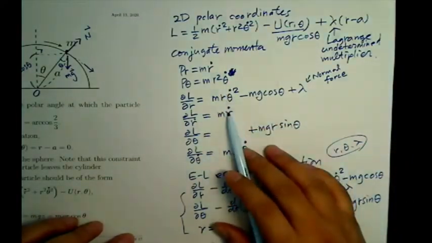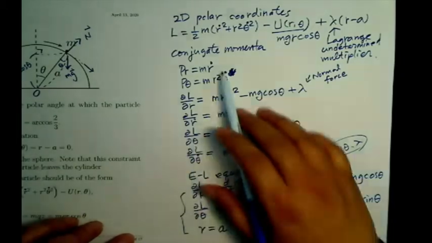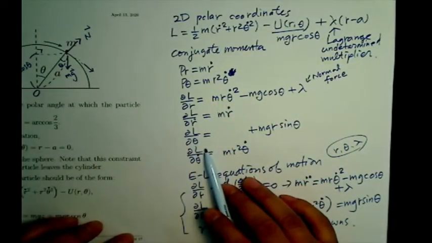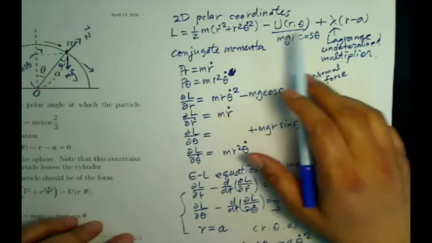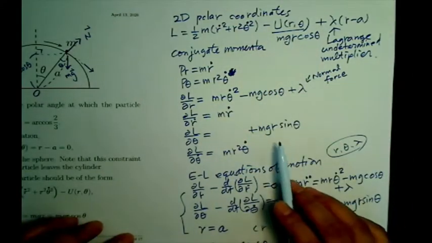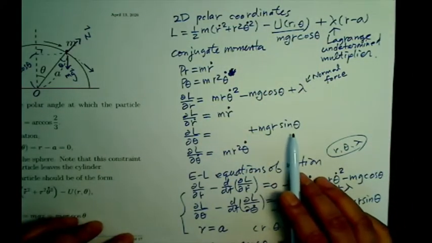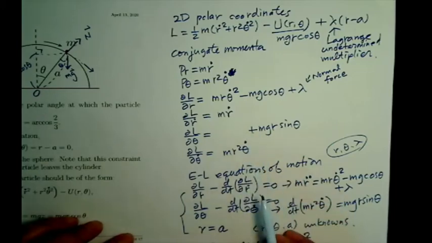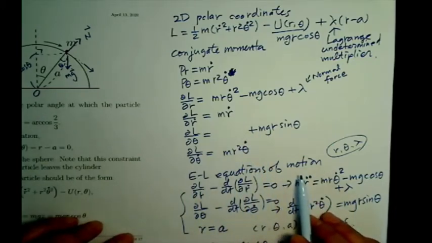These two are conjugate momenta, and the theta derivative of this comes from the potential energy. As cosine theta becomes minus sine theta, the negative sign is considered to have a positive sign on it. The corresponding Euler-Lagrange equation of motion is given here.